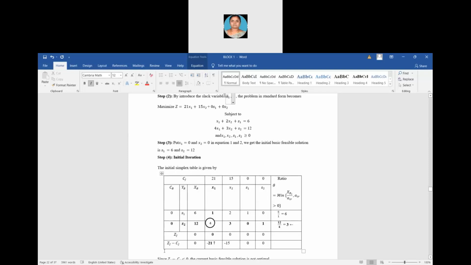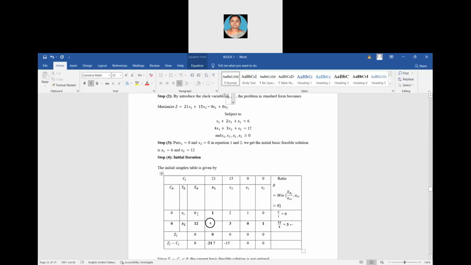And similarly, coming to Zj minus Cj, you have to subtract Cj from Zj. 0 minus 21 is minus 21. 0 minus 15 is minus 15. 0 minus 0 is 0. 0 minus 0 is 0. Among the Zj minus Cj values, you have to see which one is most negative. The highest negative value is minus 21, and we have to keep that column.